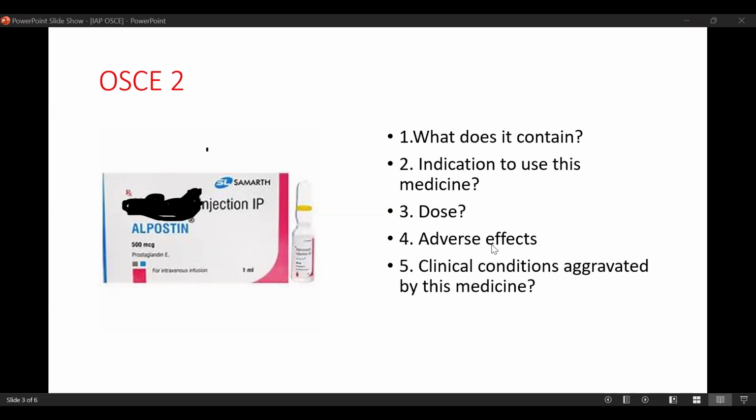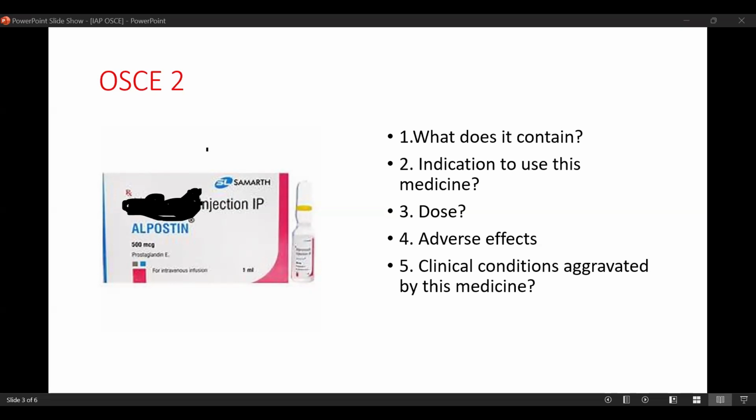Yes, keeping the PDA patent. For duct dependent lesions, that is decreased pulmonary flow and decreased systemic flow. Decreased pulmonary flow is seen in pulmonary stenosis and pulmonary atresia, and decreased systemic flow in coarctation of aorta and interruption of aorta. So we will use this drug to keep the duct open.